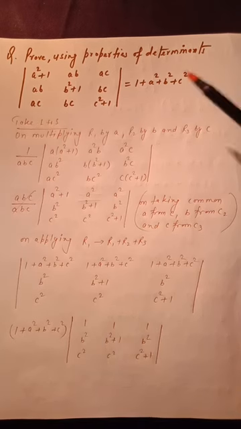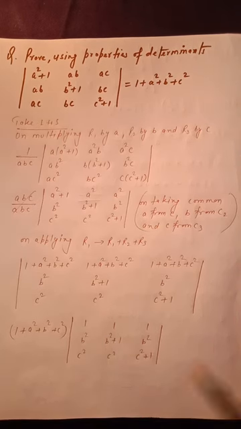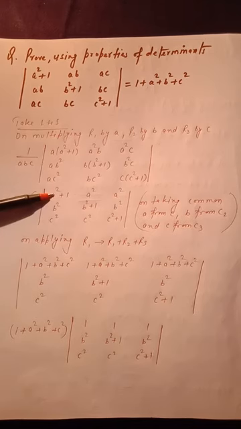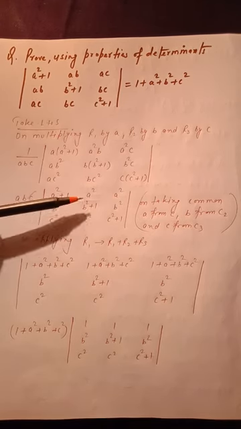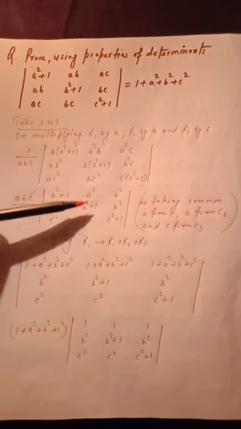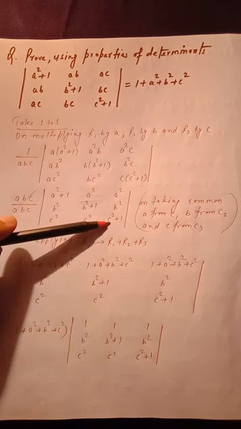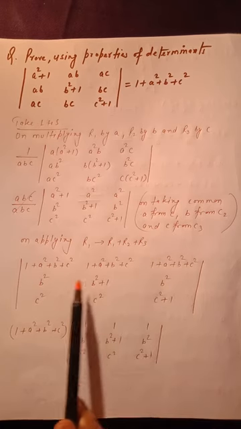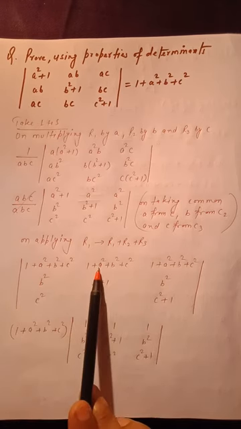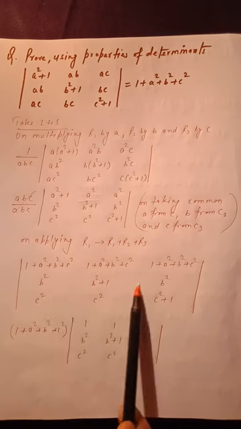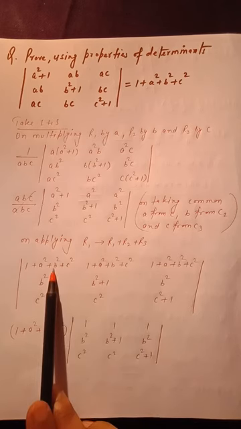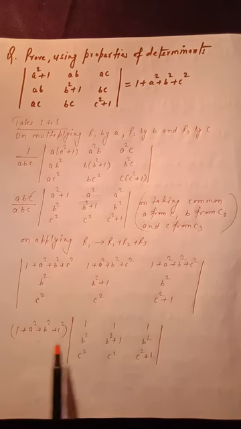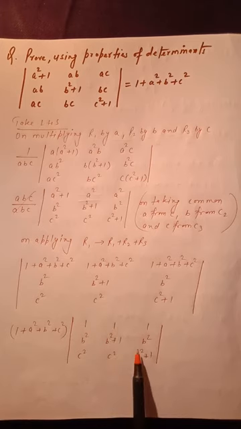Now we require 1 plus a square plus b square plus c square. So for this you can observe, when we add all the numbers we will get this term. So from everywhere we are getting 1 plus a square plus b square plus c square. So apply R1 is equal to R1 plus R2 plus R3. So we are getting this number everywhere. Row 2 and row 3 are the same. Since this number is common, take it out. Everywhere you will get 1 1 1.